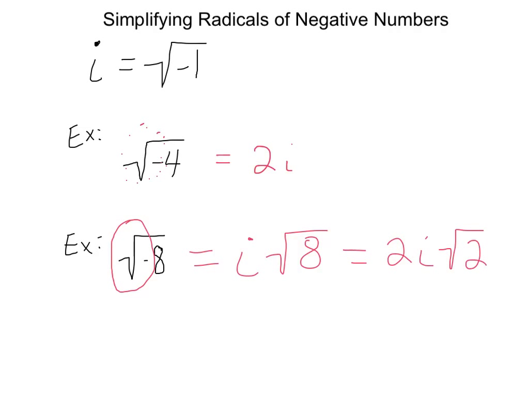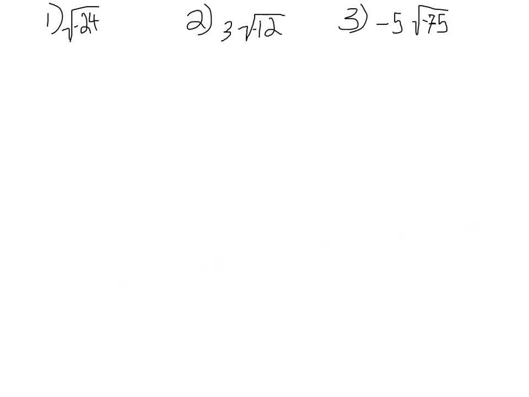So just to recap, if you see a negative inside of a radical, just turn that into i, and then for the remaining numbers inside of the radical, you simplify that as a regular radical. Let's take a look at these three problems.